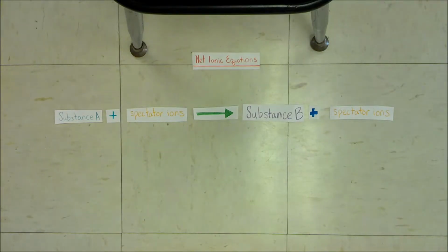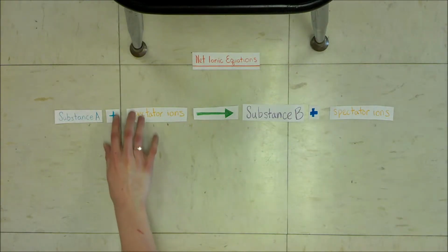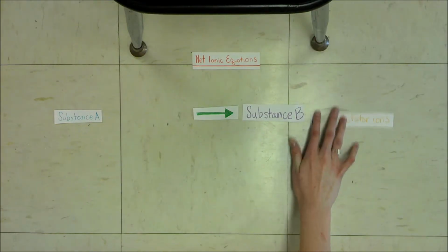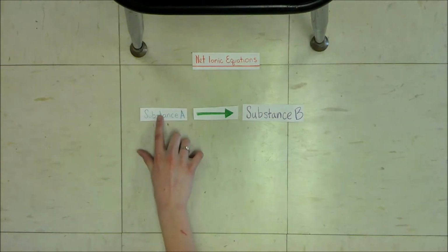Today we're going to show you how to make a net ionic equation. A net ionic equation is a way to write a chemical reaction. This type of equation shows exactly which ions are reacting with each other. In a net ionic equation, the spectator ions are not shown because they are simply carried out from the reactants to the products, and thus do not change anything.